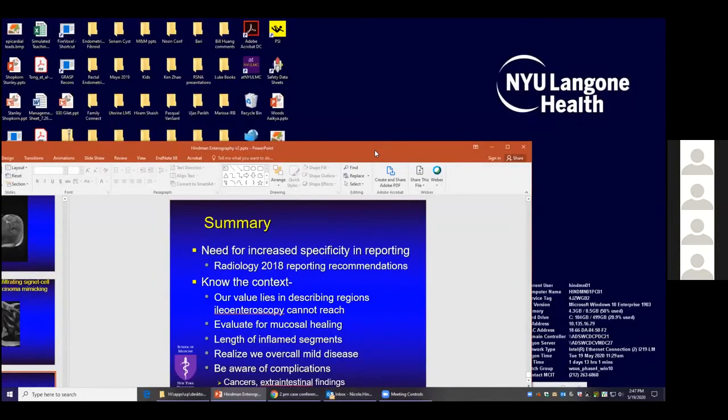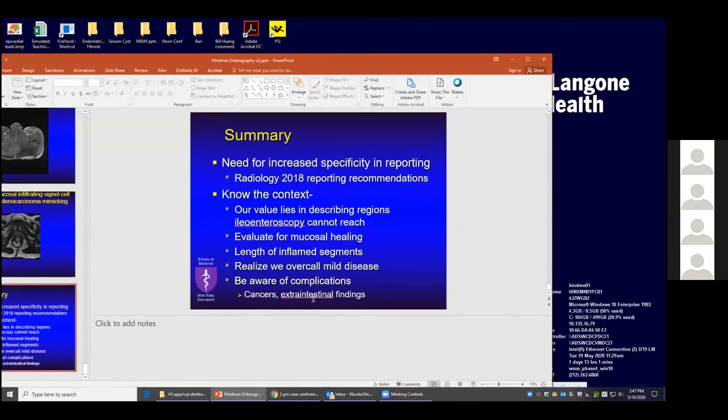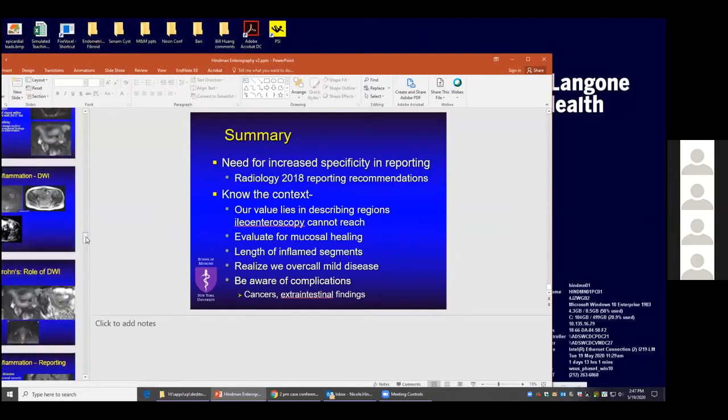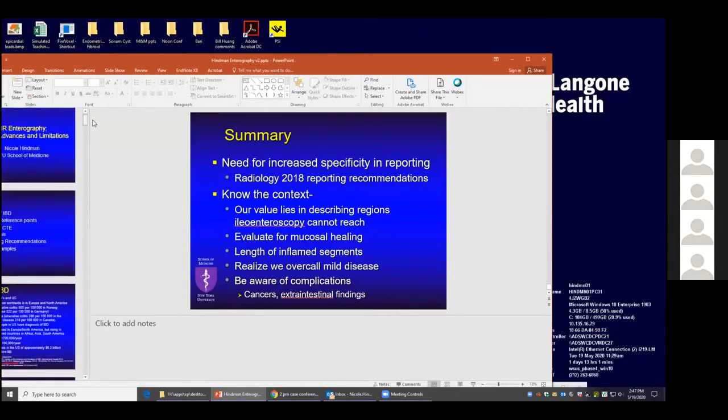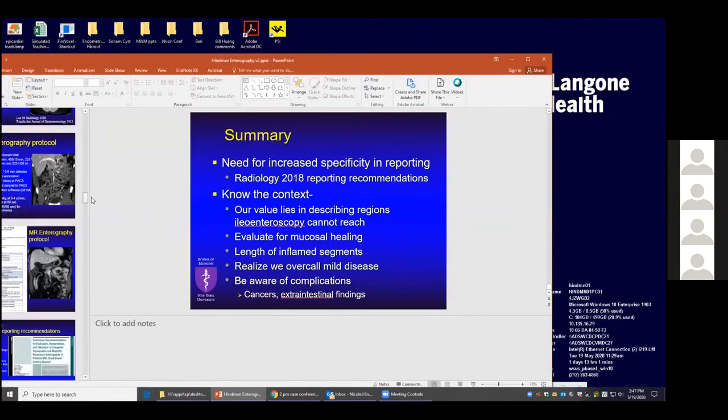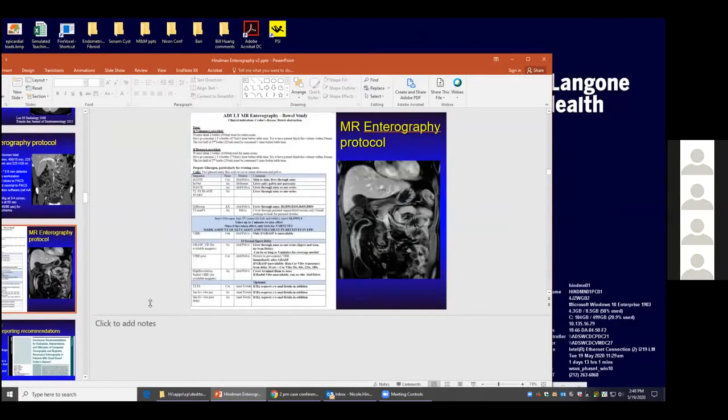Okay, so you said to look for mucosal healing. By that, do you mean like on one study you saw the ulcerations and you called it, and then by the next study you're not seeing the ulcers anymore? Right, correct. And so there's some data out there saying that we're getting better at that.